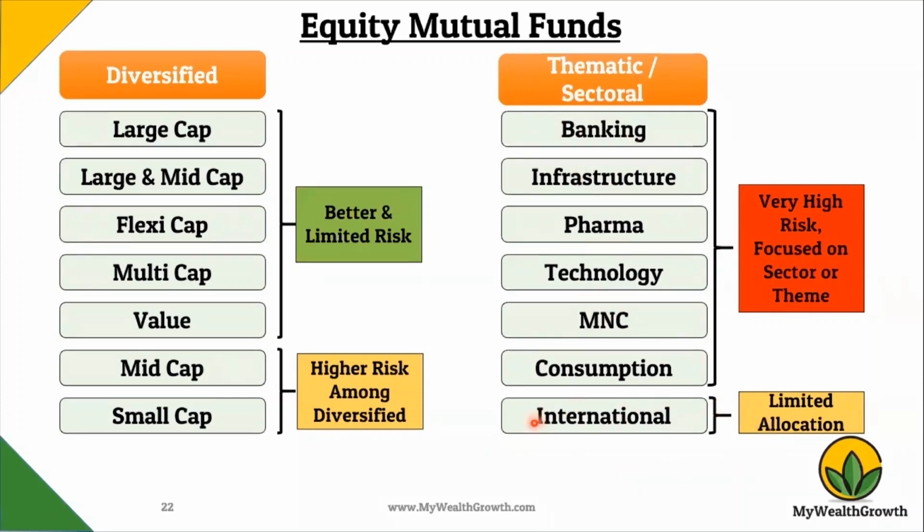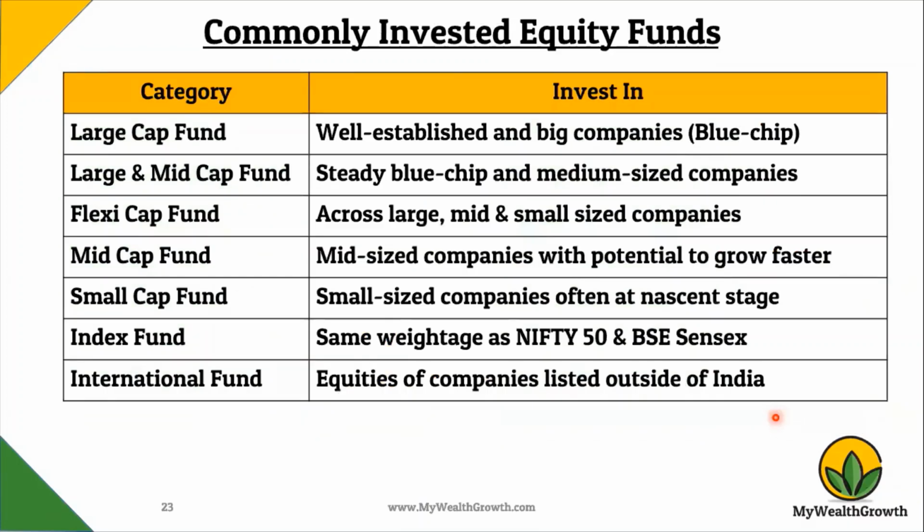And there's another segment of funds which are coming up in India right now. That's international funds, which allows you to invest into international stock markets or companies listed outside India. So we suggest to have a very limited allocation to begin with. We will discuss about the allocation in subsequent slides. So of course, these are the commonly invested equity funds, and we did talk about where these investments are going. Most of the time we have seen investors preferring these funds. Of course, there are some investors who would like to take exposure towards sectoral funds as well.